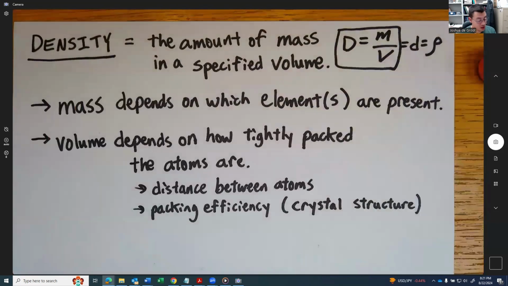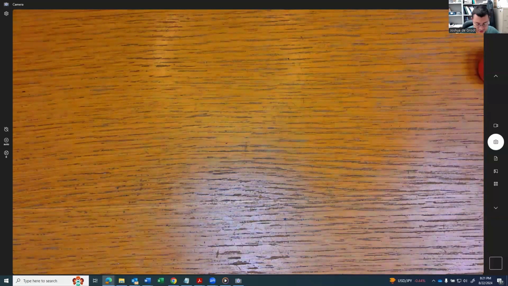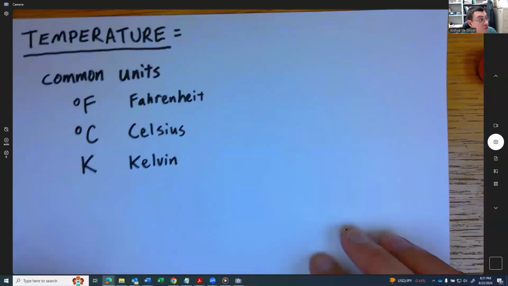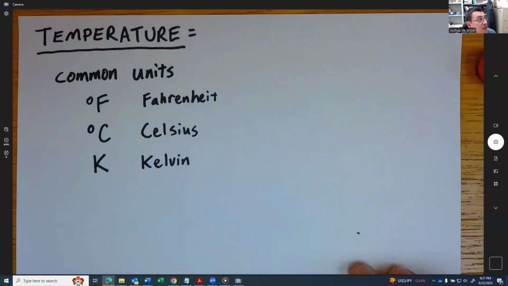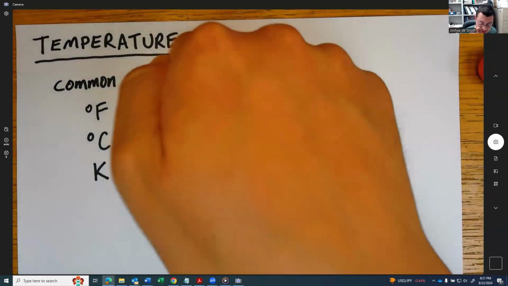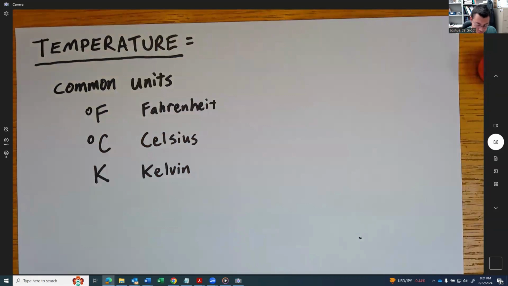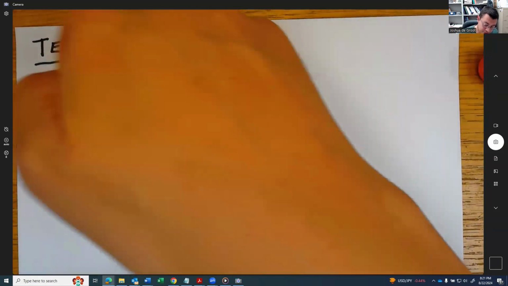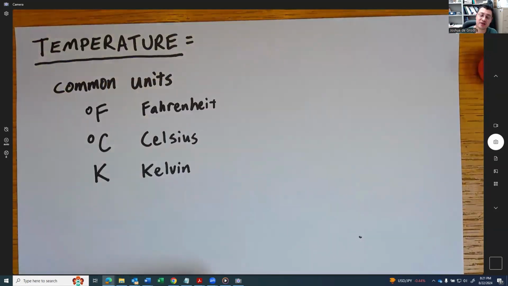There we go. All right, and then the last measurement I want to talk about for this video, I think we're just doing a quick little overview of a bunch of measurements, is temperature. Okay, so common units for temperature. I'm in the United States, so weather is often done in Fahrenheit, but for most of the world, it's going to be Celsius. All right. And then we have this Kelvin scale, which people may not be as familiar with.